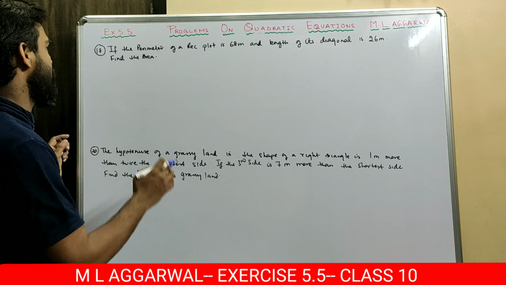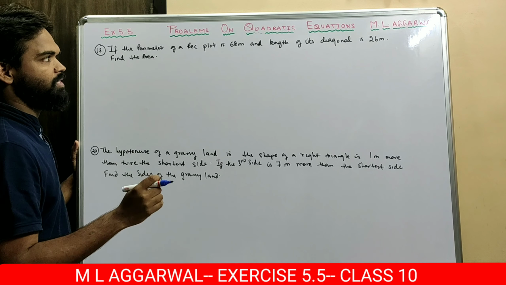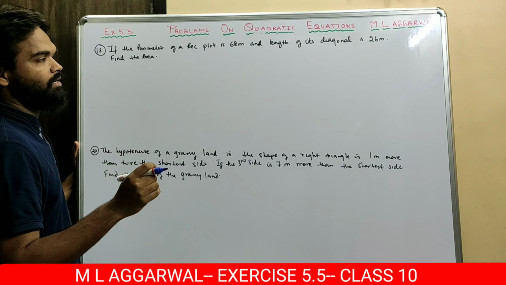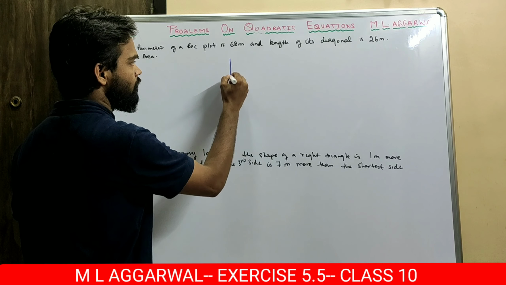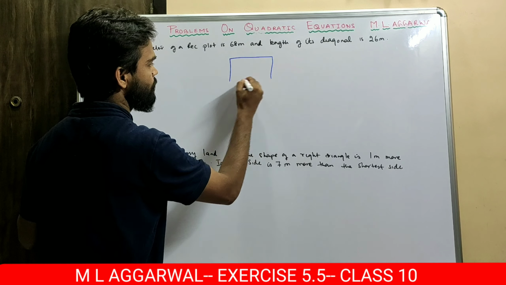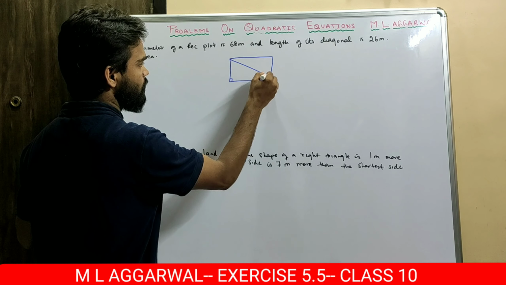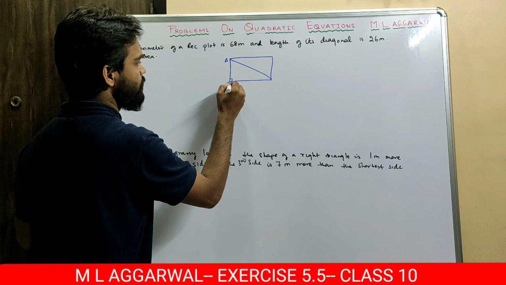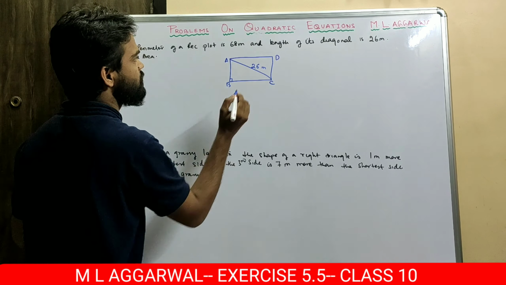Now look at the next sum. Now look at sum number 18. If the perimeter of a rectangular plot is 68 meter and length of its diagonal is 26 meter, find the area. Let's draw a rectangle. Okay, this is 90 degree. This is a diagonal, A, B, C, D. The total diagonal is 26 meter.